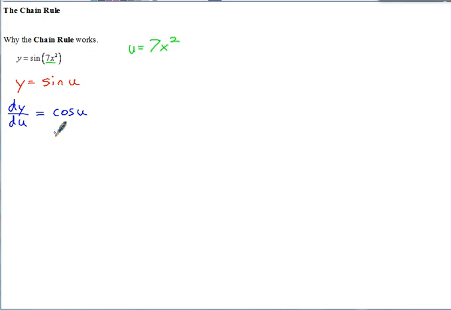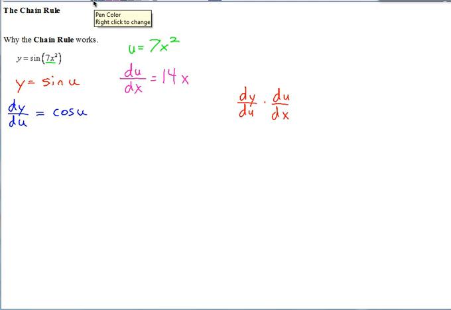So we also need to take the derivative of what we said u equals, which is 7x squared. So this would be du dx instead of dy dx. The derivative of 7x squared would be 14x. The way we can get dy dx from that is, if we have dy du and multiply it by du dx, the du's cancel out, leaving you with dy dx. And that's what we're looking for.